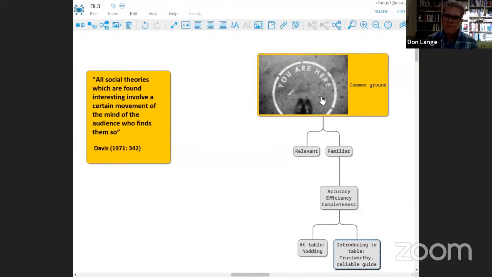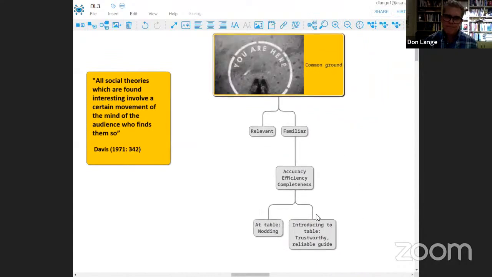And again, you want them to feel you're accurate, efficient, and complete. So either of those audiences, basically, you can get to the end you're looking for by trying to be accurate, efficient, and complete. So yeah, and so that's the first C, that common ground, getting everybody nodding, getting everybody think, okay, you're a reliable guide, you kind of understand where the starting point is.